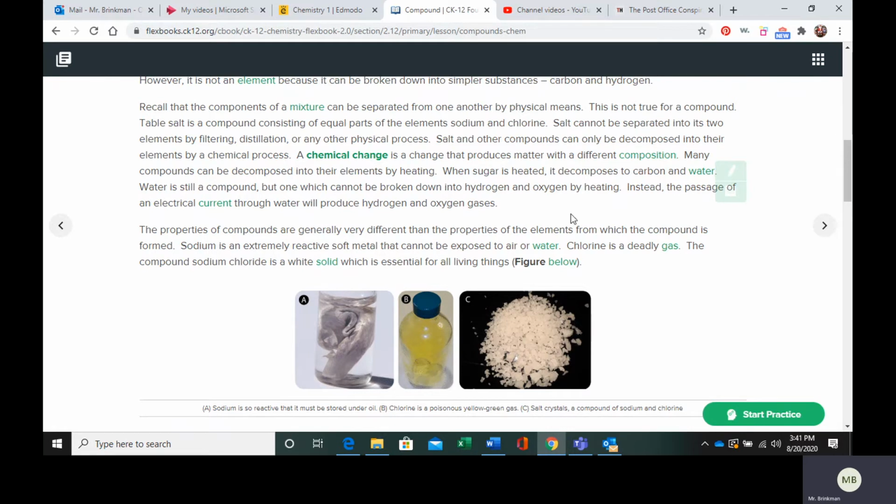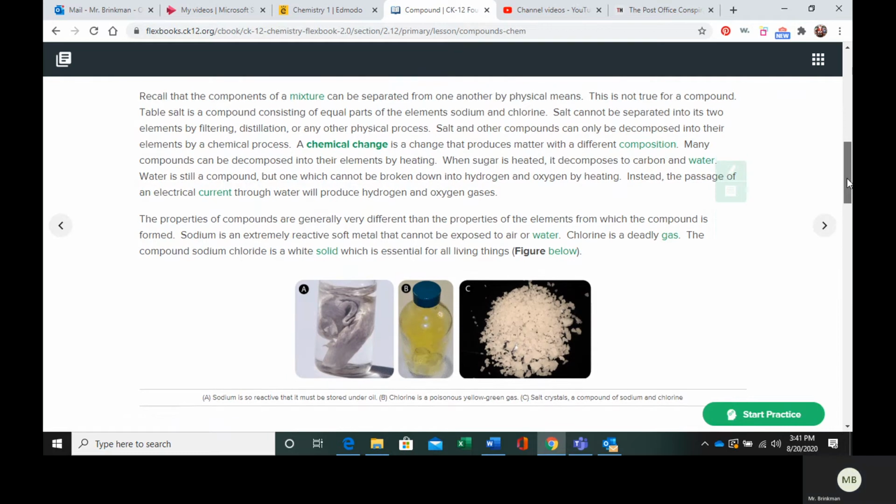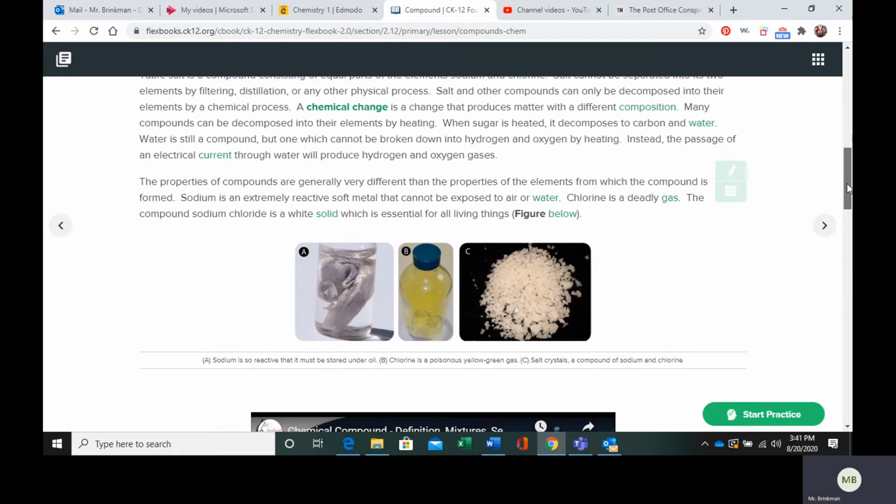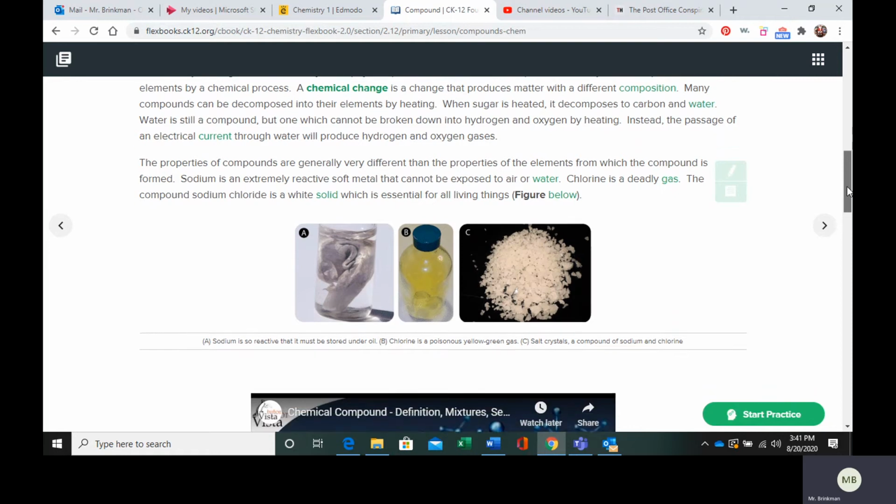A lot of compounds can be decomposed by heating. If you heat sugar, you can decompose it to carbon and water. Water is also a compound, but it cannot be broken down by heating. Instead, if you pass an electrical current through it, it's going to make hydrogen and oxygen gas.